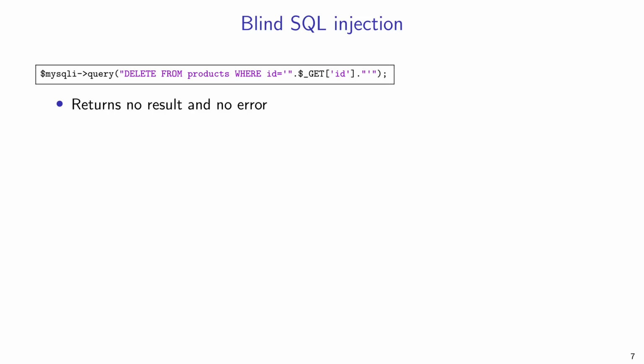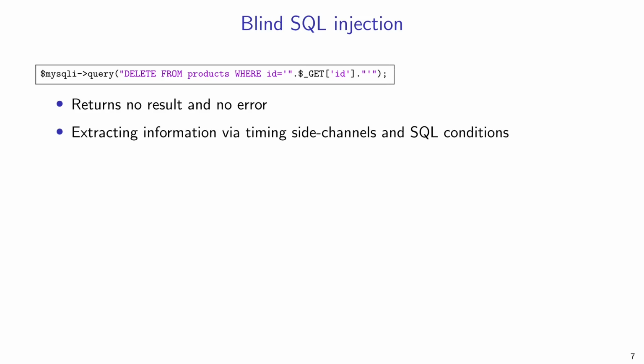Typically, blind SQL injection occurs in delete, update, and insert queries, as these types of queries do not return any data. But it can also occur in a select query if the result of the query is not displayed on the returned web page. At first glance, a blind SQL injection might seem like a dead end, because how the heck can we extract any data if we don't get any output from the query? However, it turns out that there is a fascinating technique that allows us to extract data even in this type of blind SQL injection. And the technique here involves extracting information via timing side channels and SQL conditions.